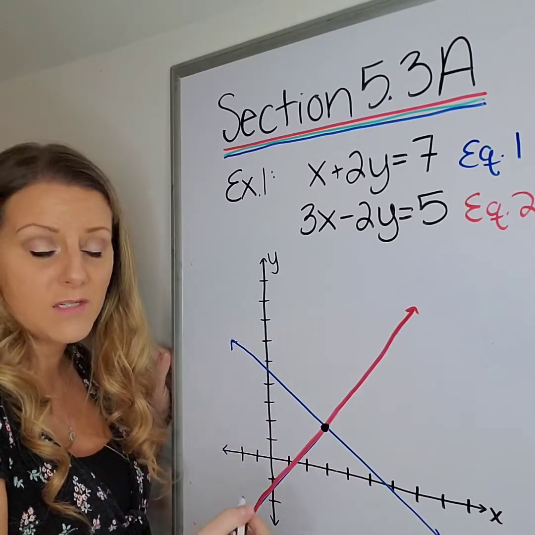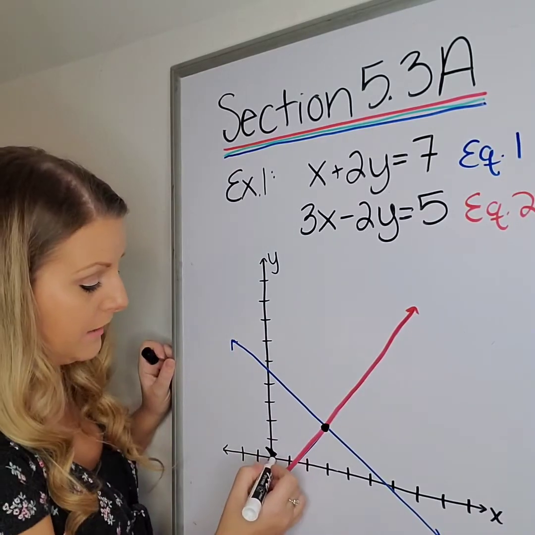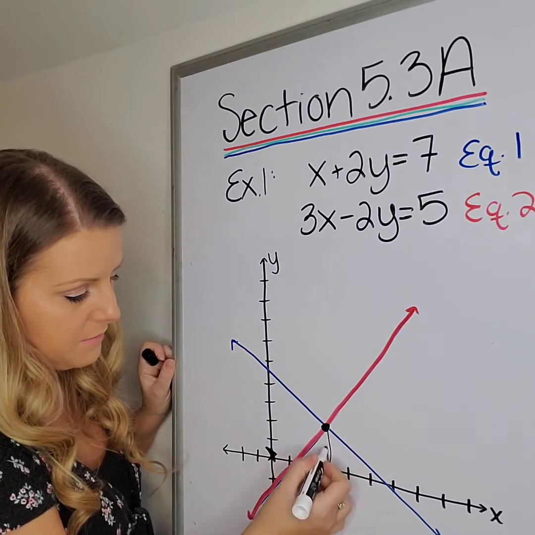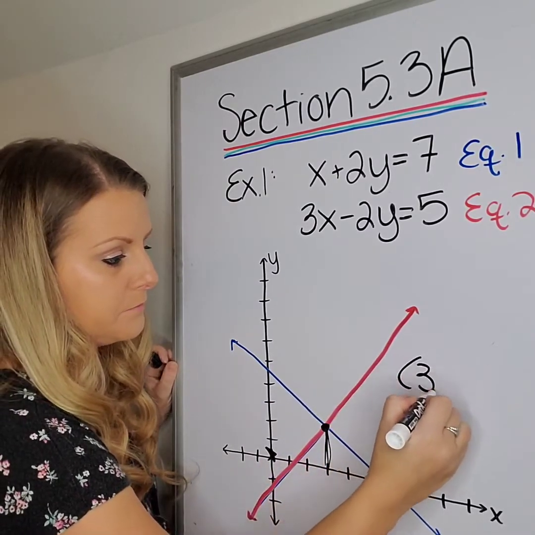It's always X, Y for a point. So we're going to start here at the origin. We're going to count to the right first. 1, 2, 3, so that we're even with our point. Okay, so 3 to the right.